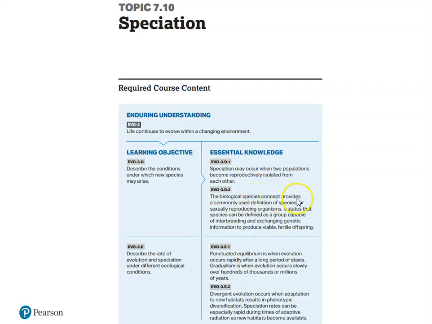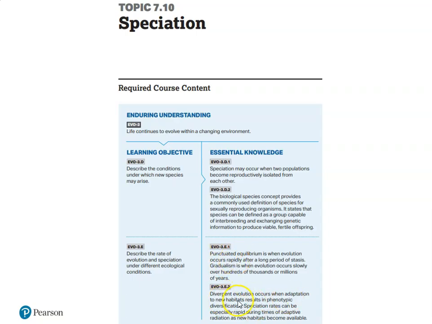The biological species concept provides a commonly used definition for species. It states that species can be defined as a group capable of interbreeding and exchanging genetic information to produce viable, fertile offspring that can also reproduce and make more of themselves. We're going to describe briefly the rate of evolution and speciation under different ecological conditions. Punctuated equilibrium is when evolution occurs rapidly. Gradualism is when it occurs slowly. That's just two vocabulary words you need to know.